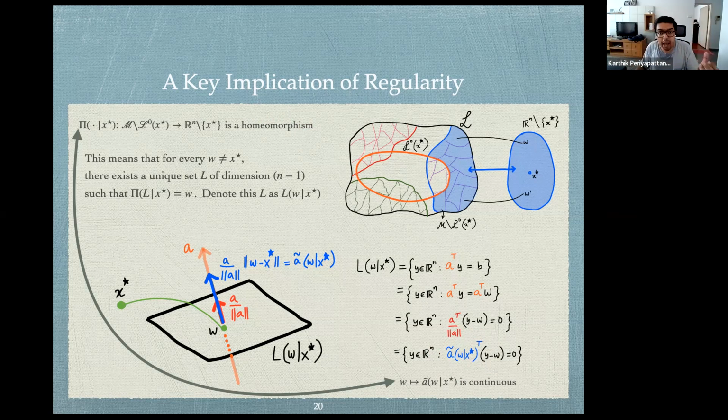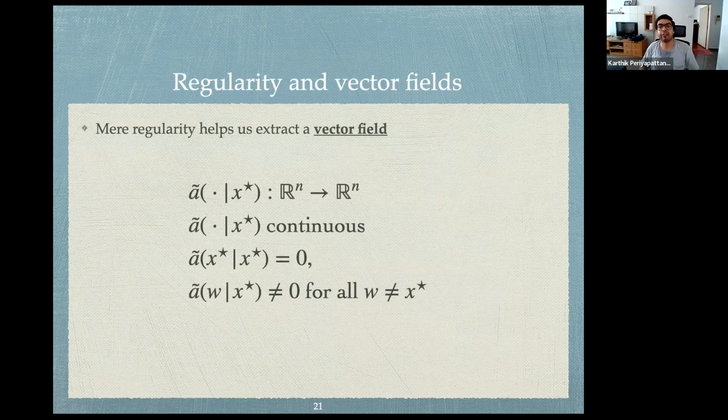So this mapping from W to A tilde of W is a continuous mapping, and of course it is continuous only for W not equal to X star, because that's what we said. And we can define a continuous extension of the A tilde by defining A tilde of X star equal to 0, the 0 vector. So with this, we have a very nice vector field. Regularity, just regularity, gives us a very nice vector field.